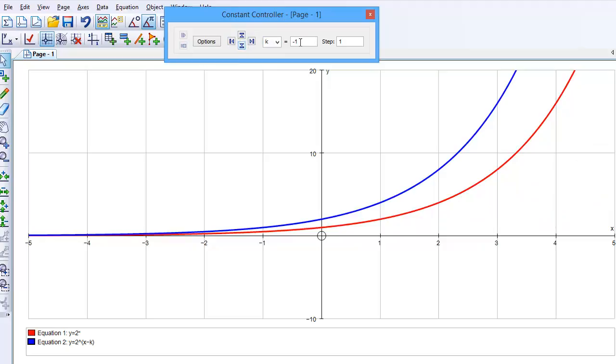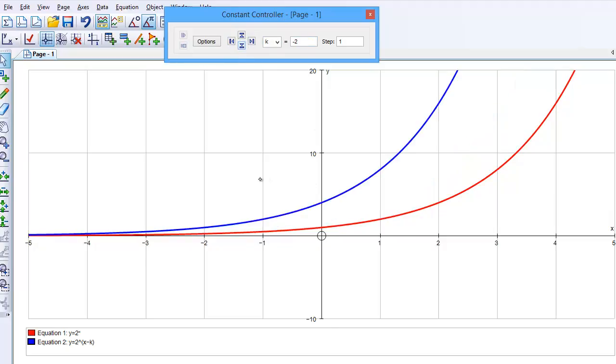If we move it back so that k is negative, then it moves to the left. So at the moment k is negative 2, this would be 2 to the power of x plus 2, and that's moved to the left 2 units compared to the red one. And we can see that probably if we look along this sort of line here, we can see that's a movement of 2 units to the left.